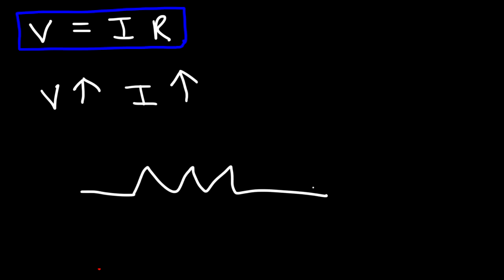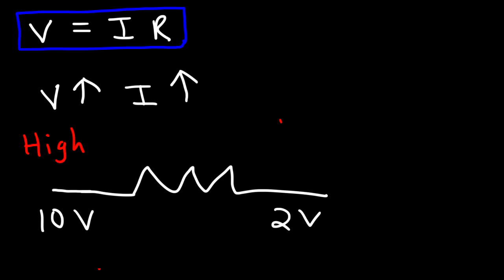Current will flow from a region of high voltage to a region of low voltage. So let's say if the potential on the left side is 10 volts, and on the right side, the potential is 2 volts, in which direction will the current flow? Well, the electric potential is high on the left side and low on the right side. So the current will flow from a region of high electric potential to a region of low electric potential.